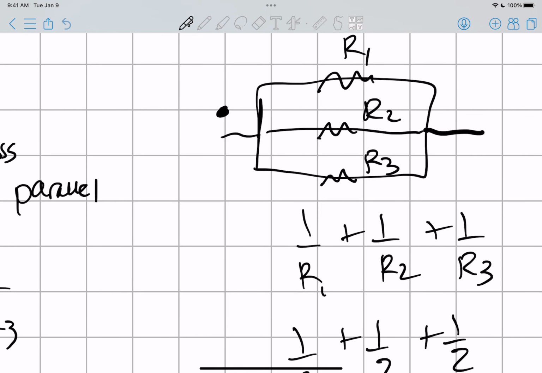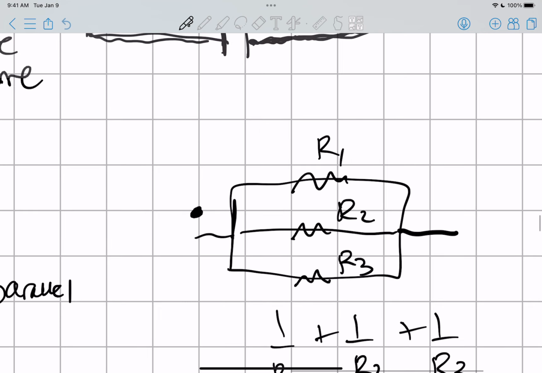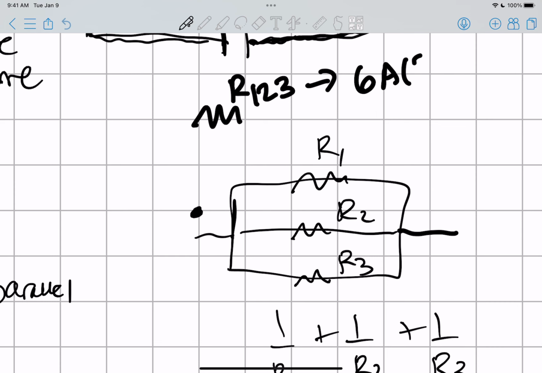So let's say you combined R1, R2, and R3 together, and then you combined any other resistors left over, and now you're looking at a combined resistor called R123. You know that the current going through that one should have been 6 amps. Let's say the combined resistor was 3 ohms, so 6 amps times 3 ohms gives you 18 volts.